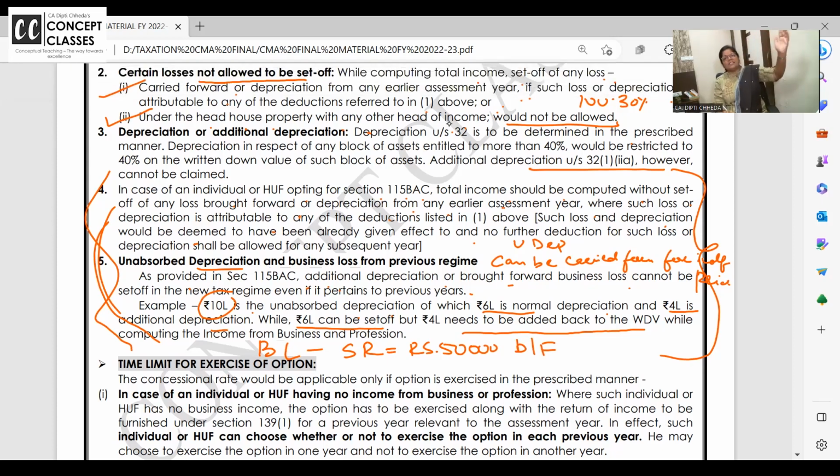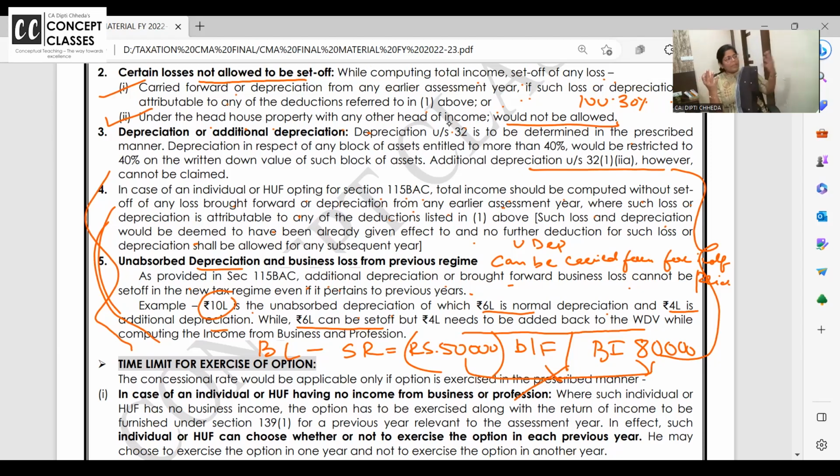Last year there was a business loss which we have carried forward, and that business loss was because of scientific research. Now this year, are you going to get a deduction for current year scientific research? No. So how can we deduct the brought forward loss? Ma'am, this time business income is 80,000. Can I set off this scientific research loss? Answer is no.